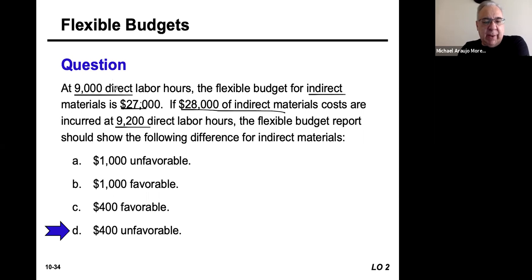divided by 9,000 hours gives you $3 per direct labor hour. Is that correct? And we actually had 9,200 times 3. So that's $27,600 would be their budget. We actually spent 28,000. So we're $400 over, which is why it's $400 unfavorable. Okay.